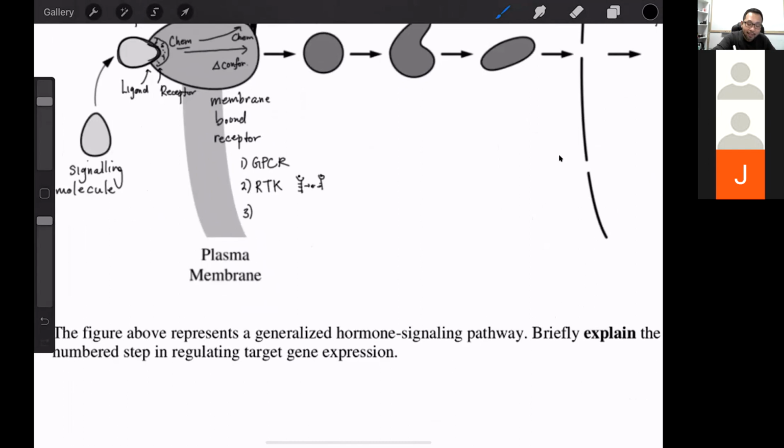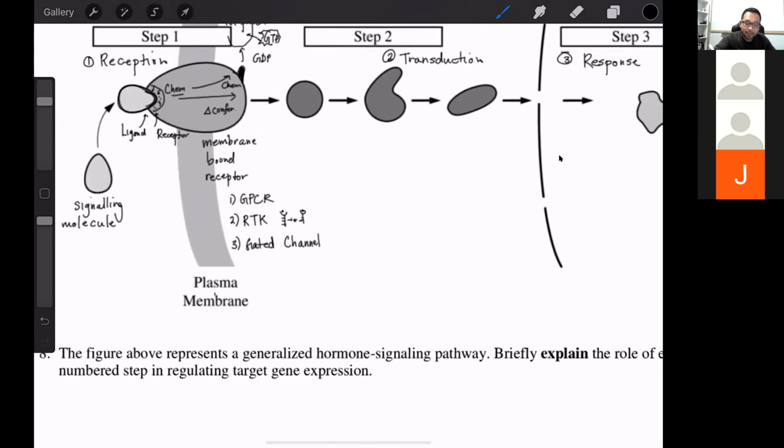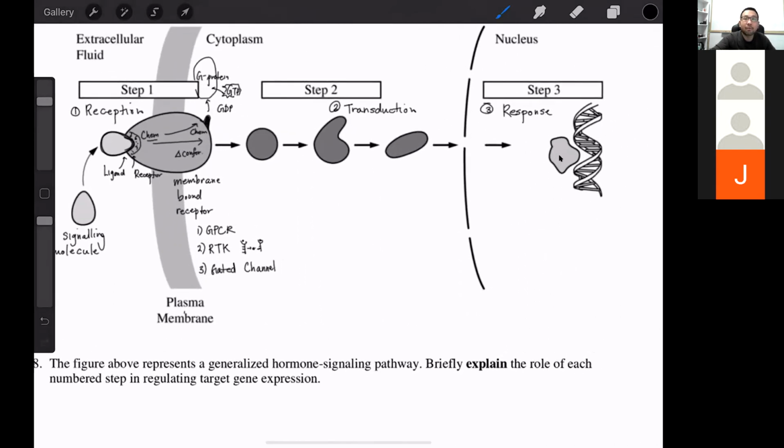And we also had gated channels, and these might have been ion-gated channels. We generally call them ligand-gated channels, but they could be ion-gated, or they could be things like IP3-gated calcium channels in the endoplasmic reticulum. Those are some of the examples that we saw in class. So that covers the reception portion.